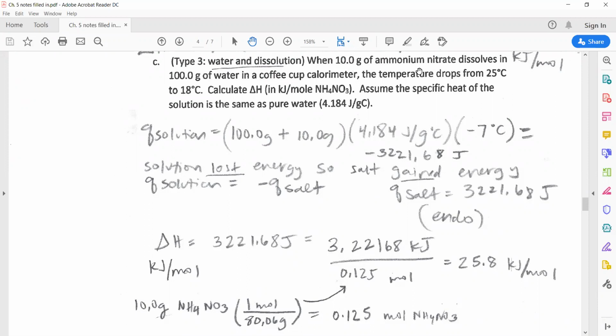When 10 grams of ammonium nitrate dissolves in 100 grams of water, the temperature drops from 25 to 18. What we want to train our brain is to start thinking about what that means. If the water's temperature went down from 25 to 18, did the water gain or lose energy? It lost energy, right? If it lost energy, that means the process must have stolen that energy and absorbed it. So right off the bat, I know that this is an endothermic process, because the water lost energy, which means the salt must have absorbed it.